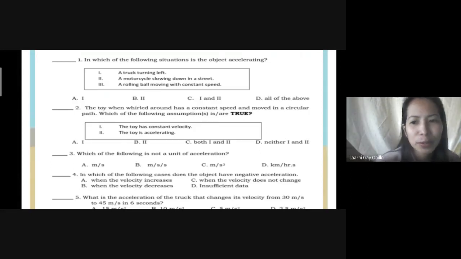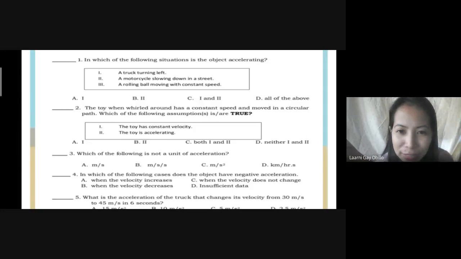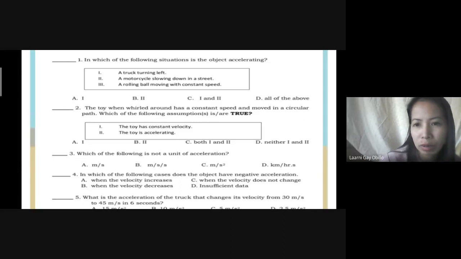Okay, number 4. In which of the following cases does the object have negative acceleration? Pag sinabi natin negative acceleration, bumagal siya. A, when the velocity increases. B, when the velocity decreases. C, when the velocity does not change. Or letter D, insufficient data. Okay, what is your answer? A, B, C, or D?